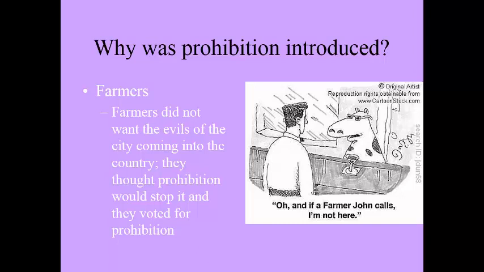So they saw prohibition as one way to stop the vices of the city from invading rural life and as a way to try to stop this change from happening all around them. So many of these economic anxieties that we see in rural areas came out in terms of trying to push for prohibition.